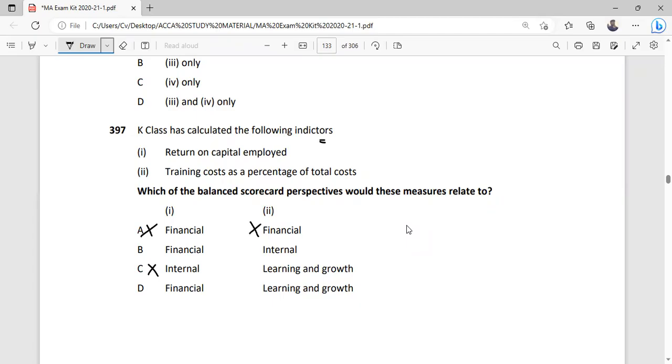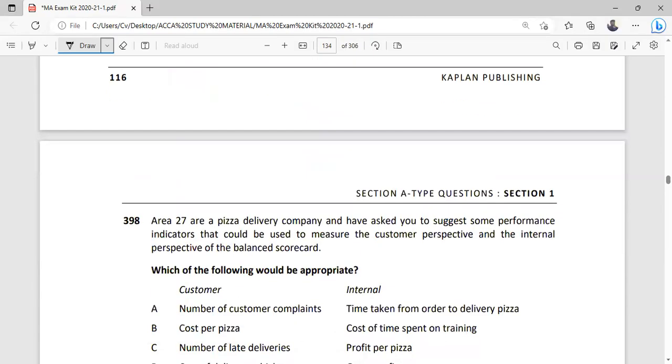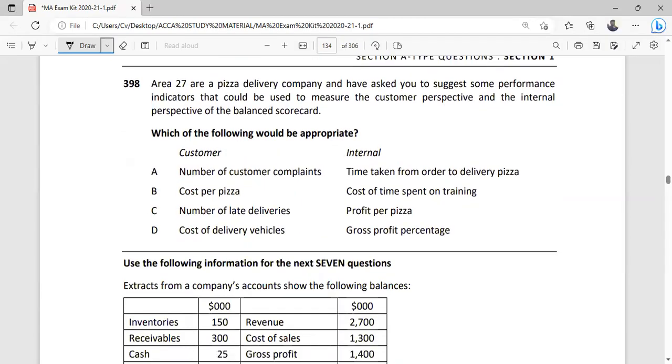Training cost basically will contribute in what? Training cost will contribute in innovation. It will contribute in growth, or bringing new product in the market. So that's why from the balanced scorecard perspective, return on capital employed is a measure of financial, and learning and growth will use training cost as a percentage of total cost. Any question?